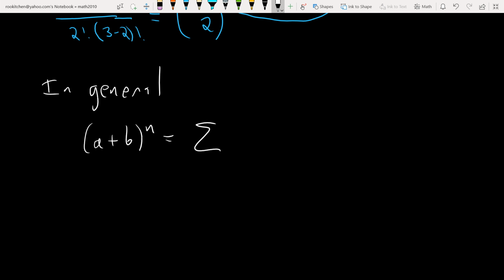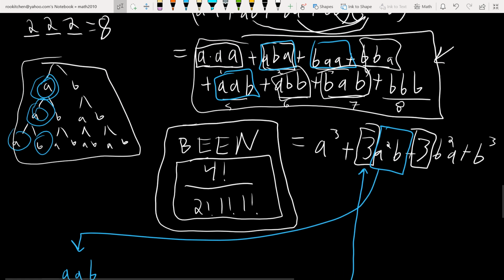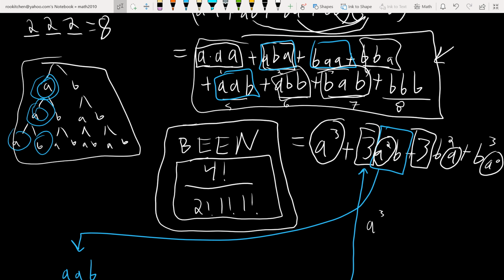Okay, so in general, to expand (a plus b) to the n, you're going to use the summation formula: the sum from k equals 0 to n of n choose k times a to the n minus k times b to the k. You can see the exponents on all these terms. You start with a cubed, and then the exponent goes down by 1 each time: a cubed, a squared, a, and then a to the 0. On the other hand, the b terms are all going up, right?